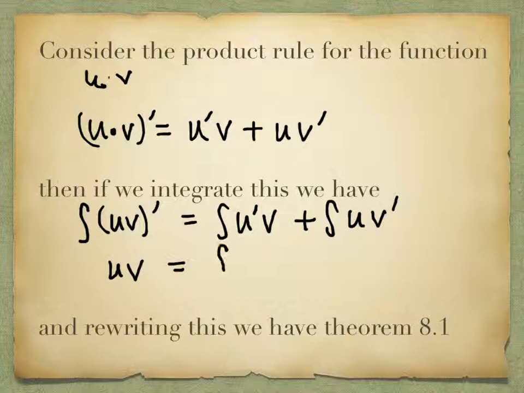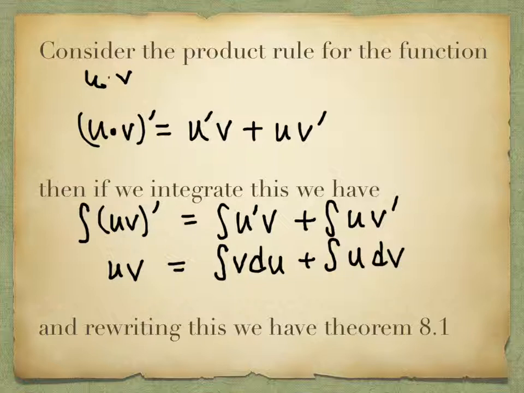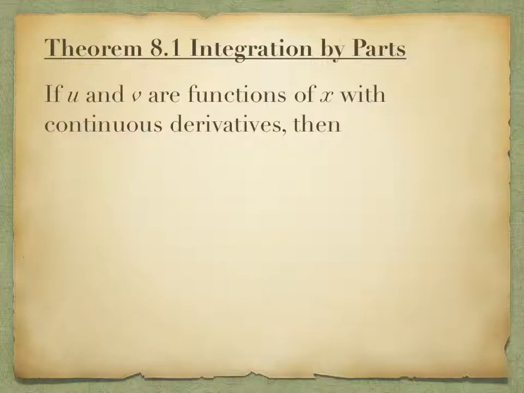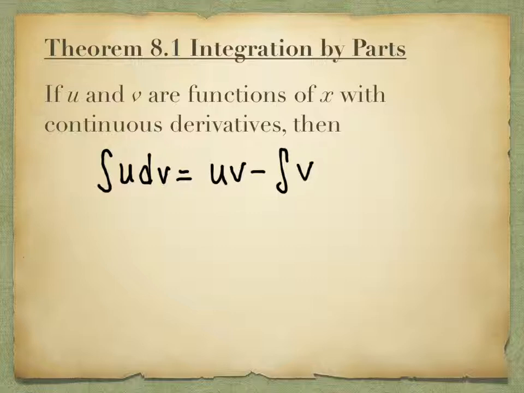So what we're going to see them written as is the integral of v, and then the u prime is the derivative of u, so that's du. And then over here, the integral has u in it, and then it has the derivative of v, which is dv. So this is the notation that you'll see used for this. And if we rewrite this, that is, we move some pieces around, we end up with theorem 8.1, which is the first theorem in this section in your book, which is integration by parts. So I'm going to flip to the next screen so I can show you what I'm referring to. When we have u and v functions of x, we can write the integral of u dv equals u times v minus the integral of v du.